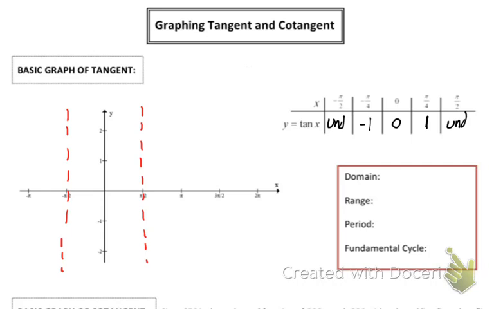I picked negative pi over 4 equals negative 1. Well, negative pi over 4 is halfway between 0 and pi over 2, so we're going to make little tick marks here. That's my negative pi over 4. That's my pi over 4. Negative pi over 4 turned out to be negative 1. Tangent of 0 was 0. And tangent of pi over 4 turned out to be 1. And this is how our graph's going to look. It's going to look like one of those S shapes. Kind of look more like a snake.